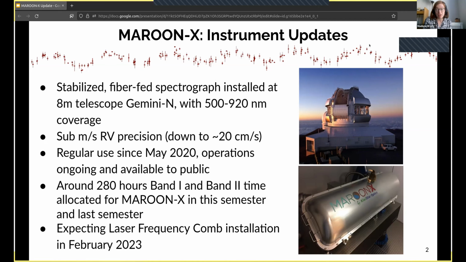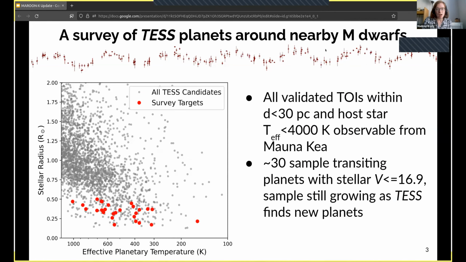And it's been receiving a lot of time on sky, both this semester and last semester. It's got around 280 hours of dedicated time, just in bands 1 and 2, which is generally good conditions. And looking forward, we're expecting a laser frequency comb installation in February 2023, which should even further improve our baseline calibrations.